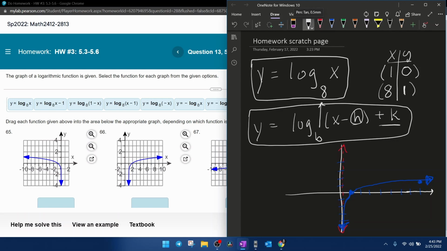The k would represent a vertical shift. So if there was a number out to the side, say +2, that would take this blue dot and shift it up 2, shifting the entire graph up 2 spaces. So using the knowledge of this generic graph for log base 8 of x and our knowledge of transformations, we're going to see if we can't drag and drop these equations where they need to go.